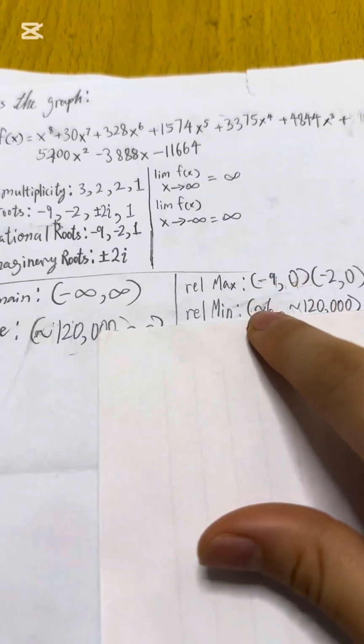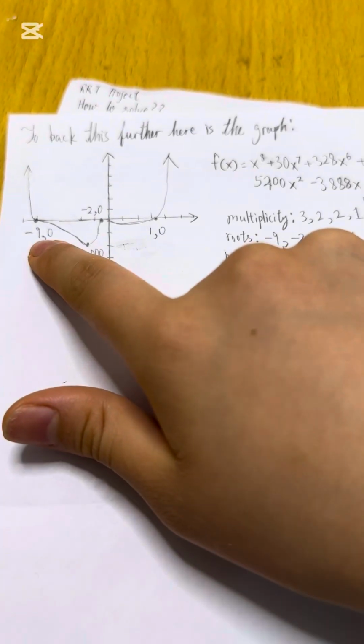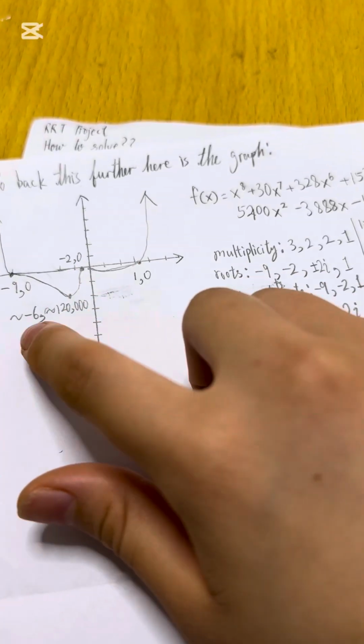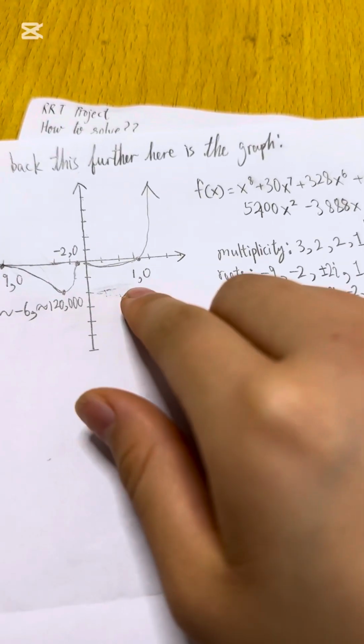And the relative maximum is at -9, 0, and -2, 0. The relative minimum is approximately at -6 and 120k, and 1 and 0.